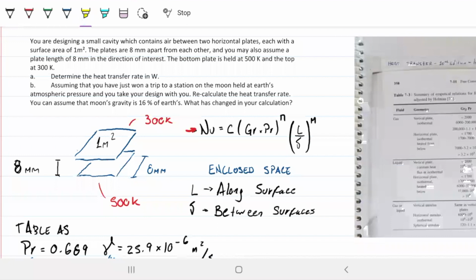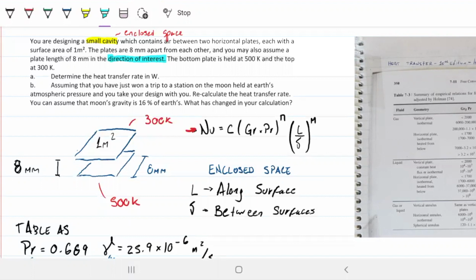So first things first, small cavity. This is indicating that this is an enclosed space. This is the fine print for enclosed space. The direction of interest is telling you the direction of your characteristic length. So if your characteristic length was length, then it will be 8 mils length. If it was diameter, it will be 8 mils diameter.